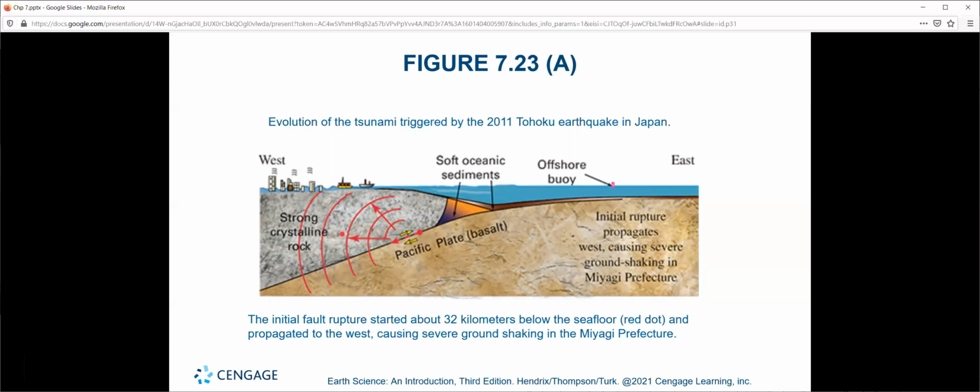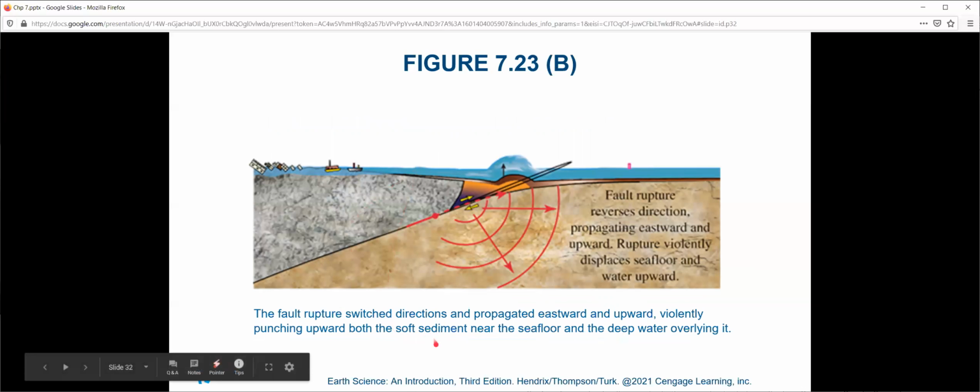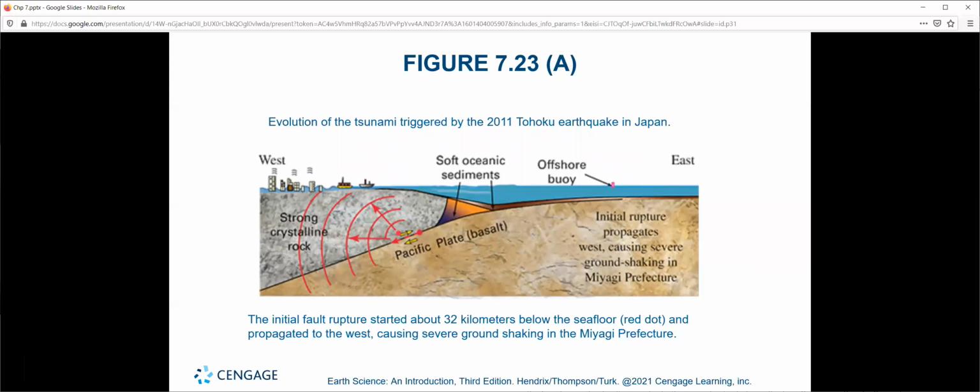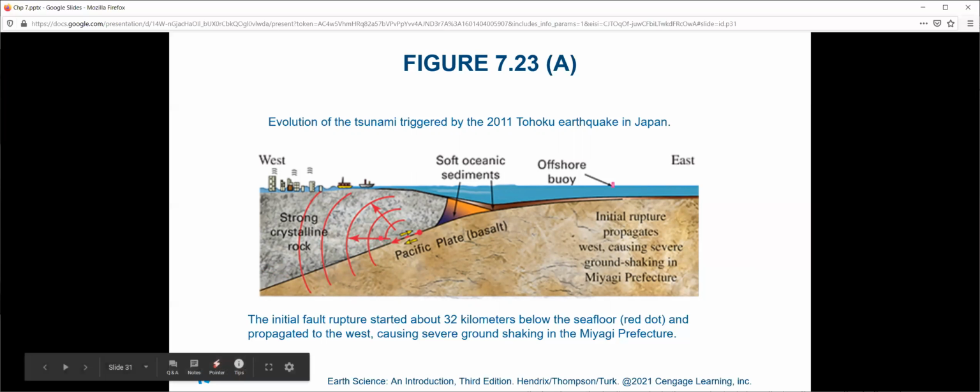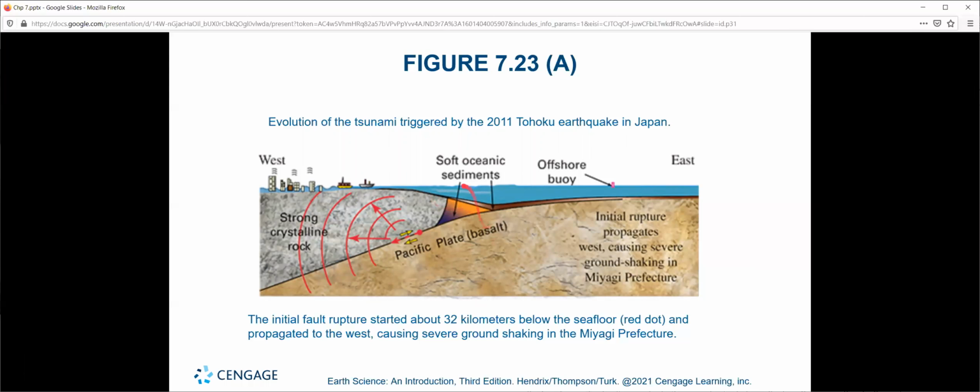Look at it all shaking, right? This fault rupture switches directions and propagates eastward and upwards violently, punching upwards both the soft sediment near the seafloor and the underlying deep water. So initially, the rock pushes towards the west here, shaking the bedrock, but then, every action has an equal and opposite reaction. It punches east, hitting this soft ocean sediment right here.